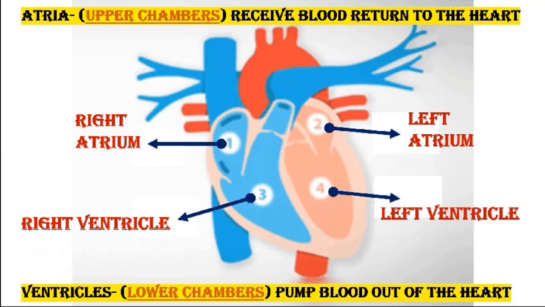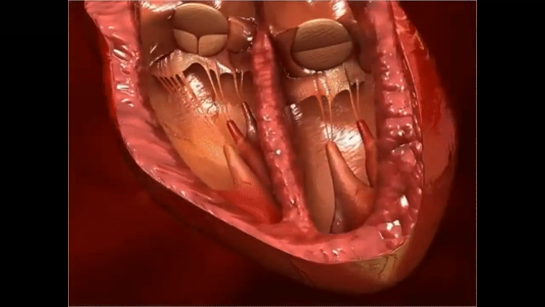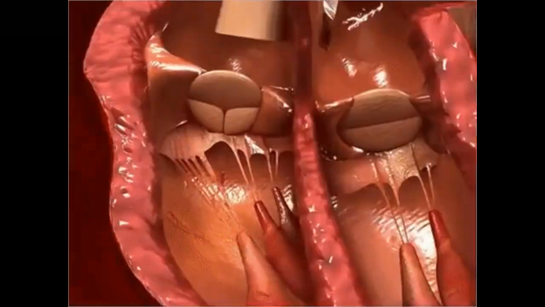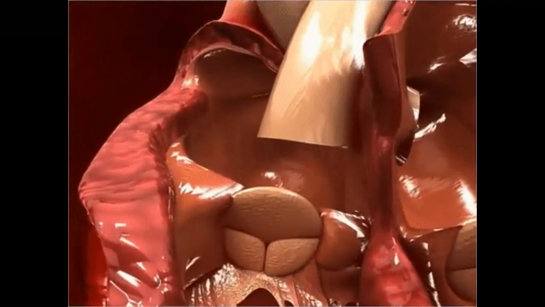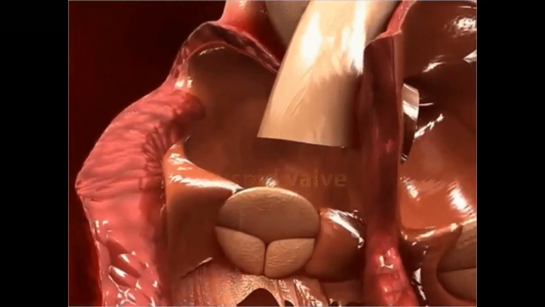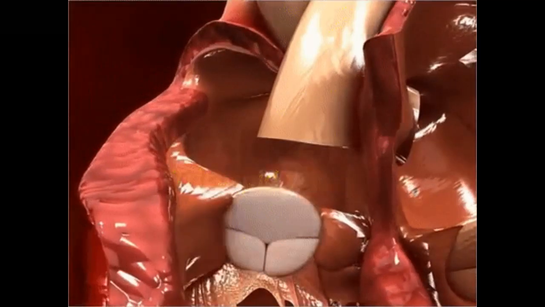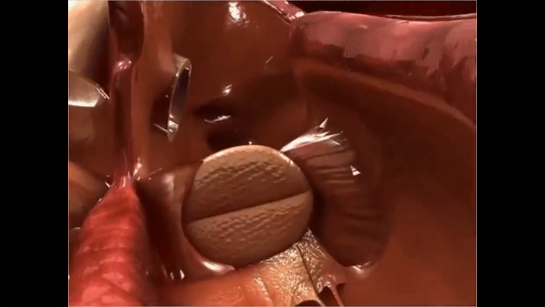Valves. Atrioventricular valves. They separate atria from ventricles. Tricuspid valve. It is present between the right atrium and right ventricle. Mitral valve. It is also called the bicuspid valve and it is present between the left atrium and left ventricle.